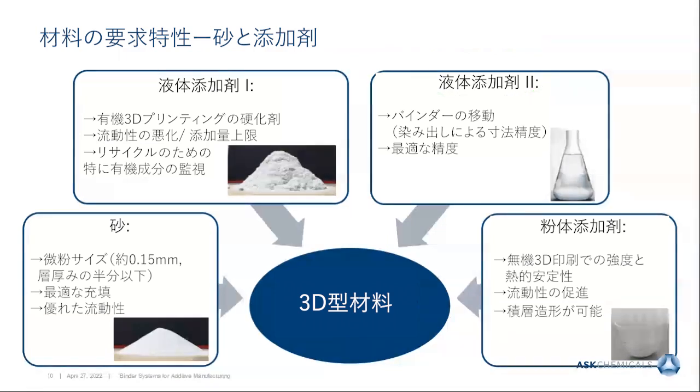The last category of additives which can be used are powder additives. They provide strength and thermal stability in inorganic 3D printing, but in general can also promote flowability in the molding mixture, which is, as mentioned, very important for constantly being able to spread the layers on the building platform. Given the right particle size and compatibility, casting additives can also be added into the molding mixture already.